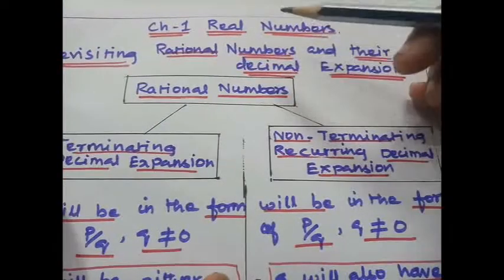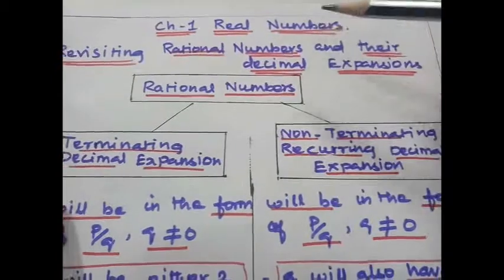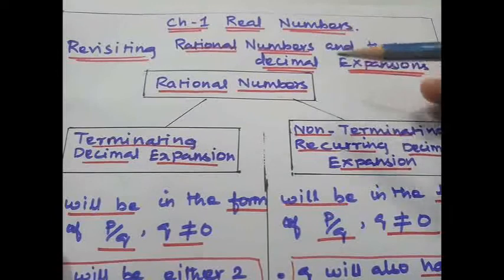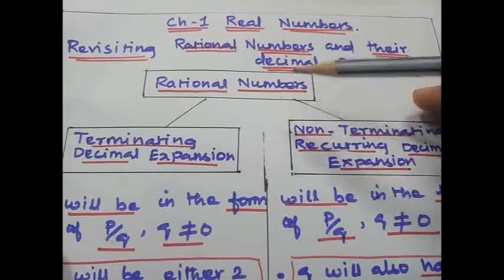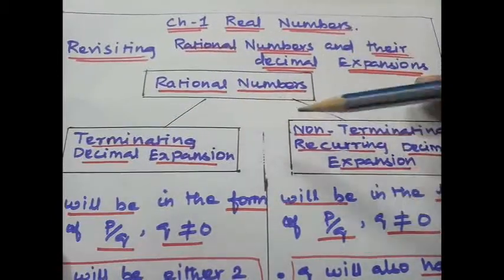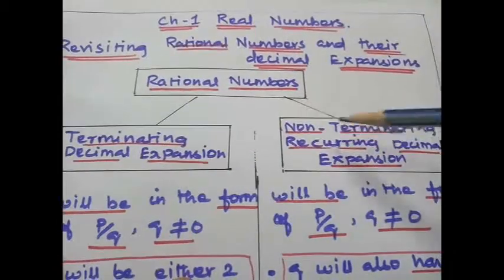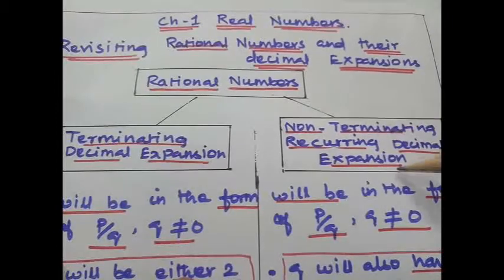Hello students, in chapter 1 Real Numbers we can see the last topic, revisiting rational numbers and their decimal expansion. When you convert a rational number into a decimal number, you can have two forms of decimal number. One is a terminating decimal number, and the other is a non-terminating recurring decimal number.